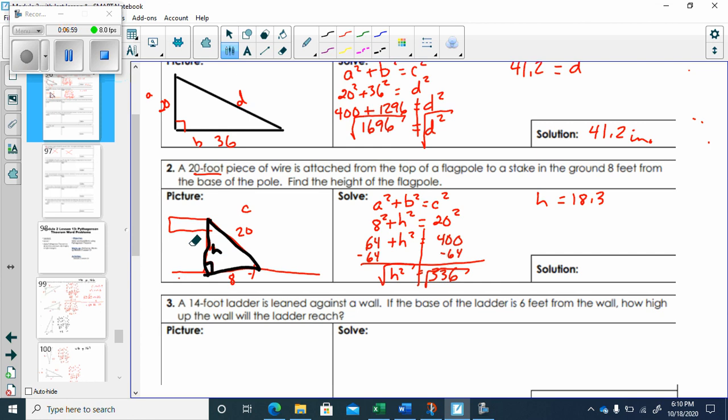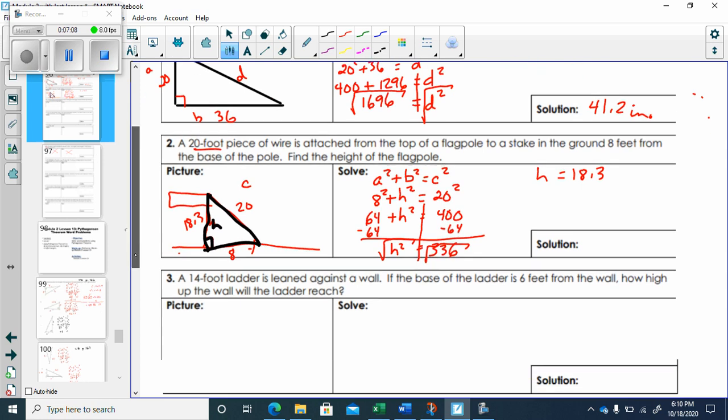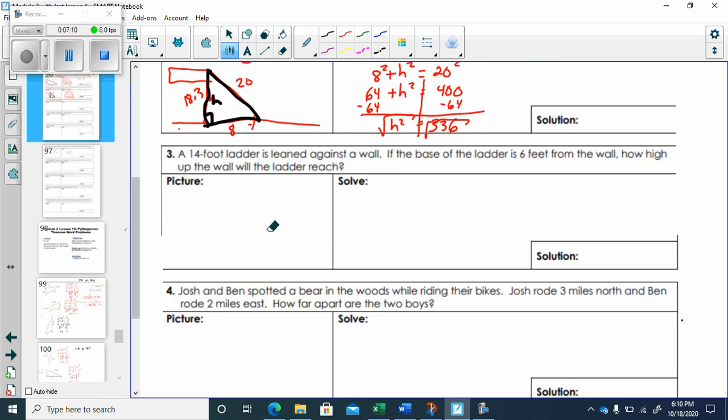It says the height is 18.3. Does that make sense? Your long side is 20, your two legs are 8 and 18.3. That makes sense. Number 3.